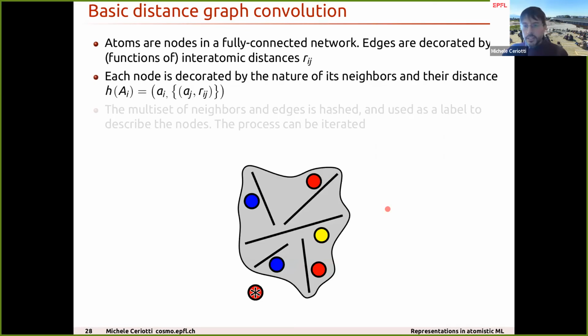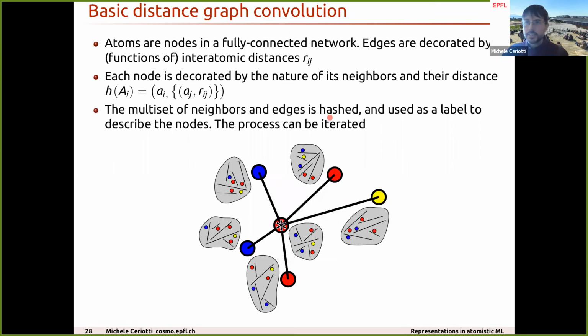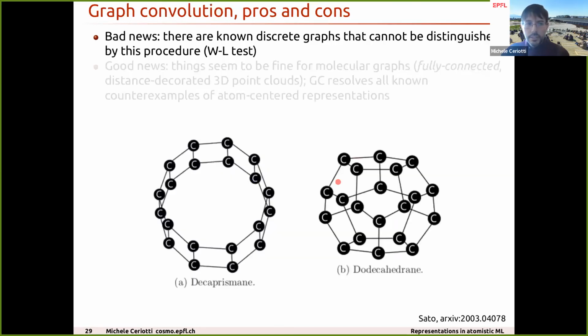And the way graph convolution is implemented for molecules and for point clouds in general involves looking at the set, the multiset to be precise, of neighbor labels and distances around each atom, and then building some kind of function that in the most general sense corresponds to a hash of this multiset. Then, after you have built these functions, you can use them to describe the nodes, and you can iterate the process. This is called the Weisfeiler-Lehman test.